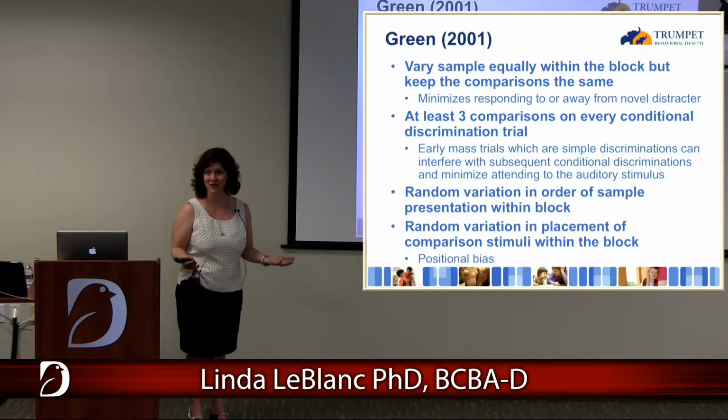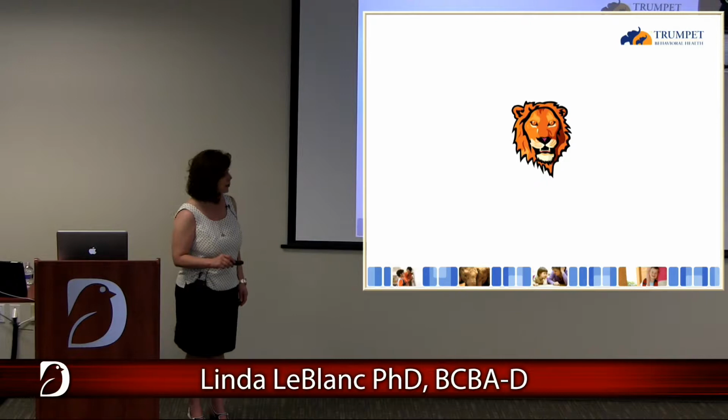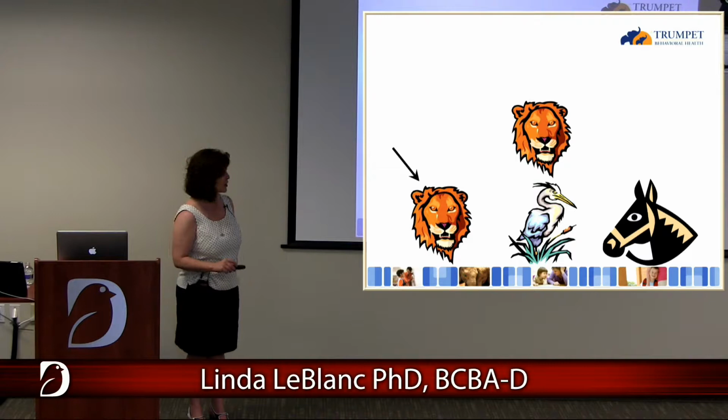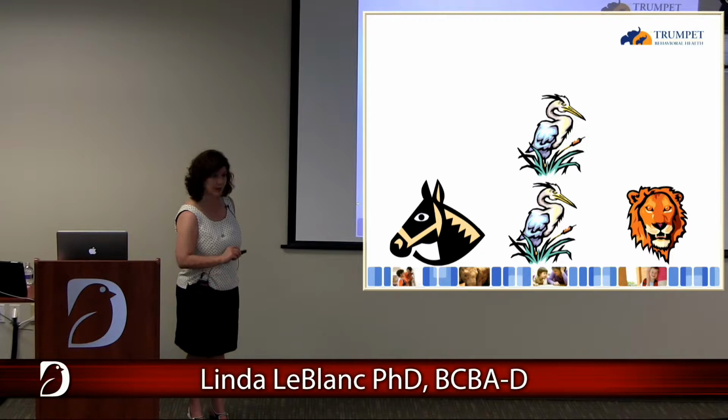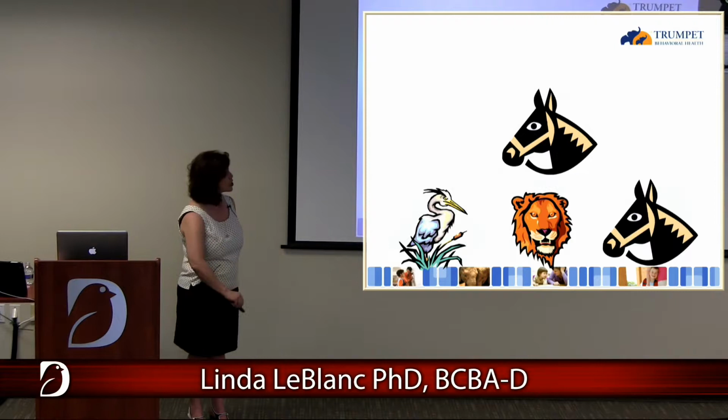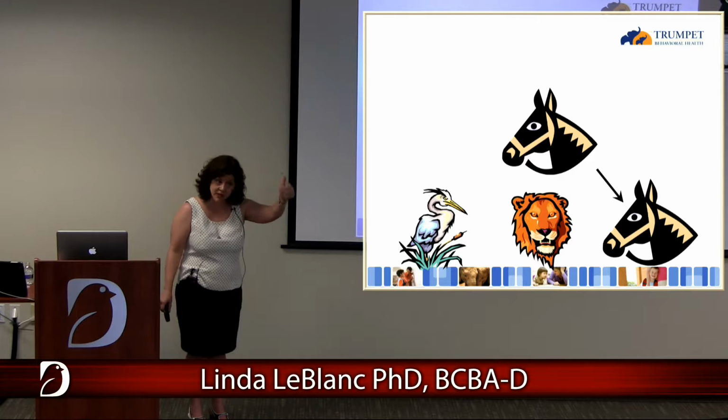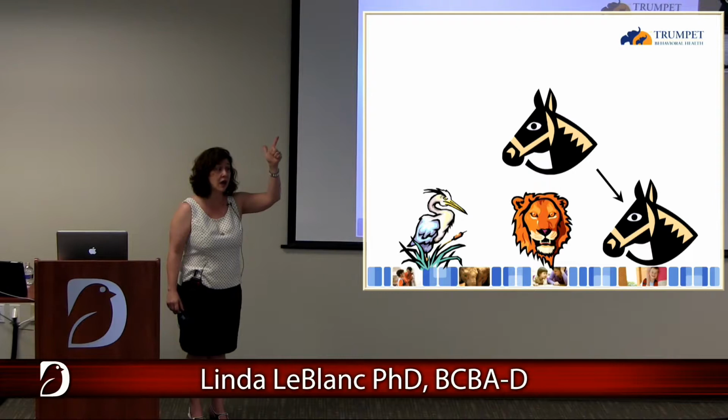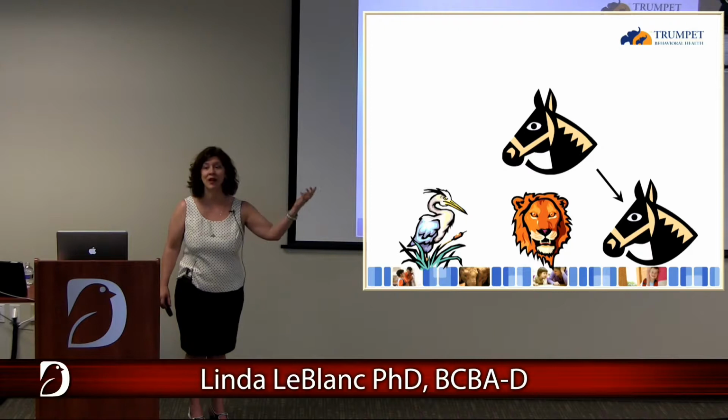So let's talk about what this looks like. So we've got our lion, here's our sample, trial one, here's our comparisons. They will stay the same on every trial. Now the sample has varied, the position of all three stimuli has varied, the position of the correct one has varied. Next trial, new sample, it's still the same comparisons, the position has changed, the position of the correct one has also changed. 33% shot on any stimulus, 33% shot on any position, but if you attend my auditory stimulus and respond accordingly, 100% probability of a reinforcer.